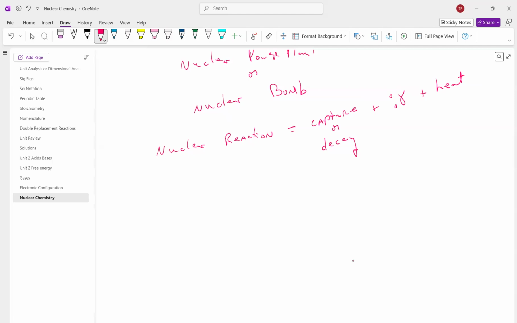As you know, when you look at a nuclear bomb, whenever they show the reaction for a nuclear bomb or a power plant, they mention heat, and they don't mention this part of the reaction. And they also don't mention the gamma.